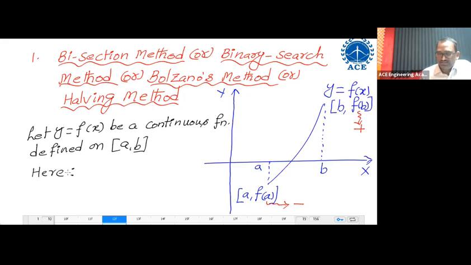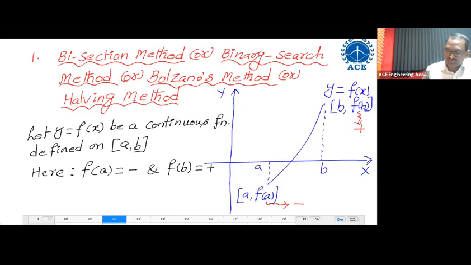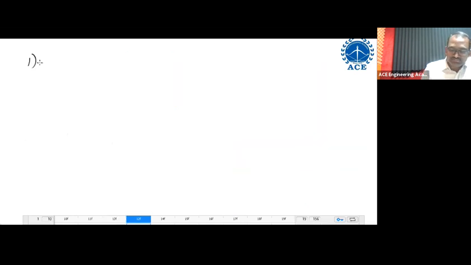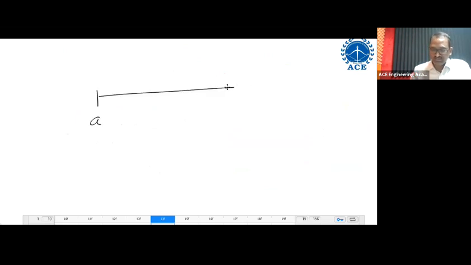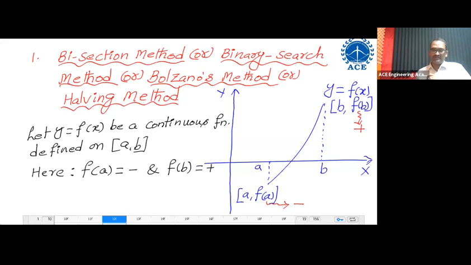Remember, here f of a is negative and f of b is positive. Remember, f of a and f of b are of opposite signs. Then the first approximation is denoted by x1, defined as the average of a and b. So remember, this is a, this is b. That's why it is called the half method.